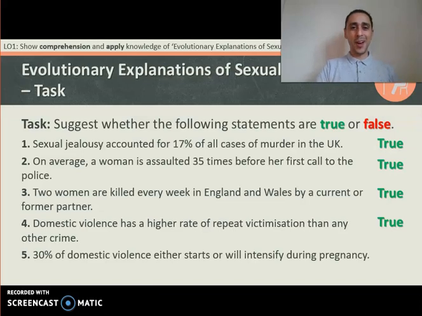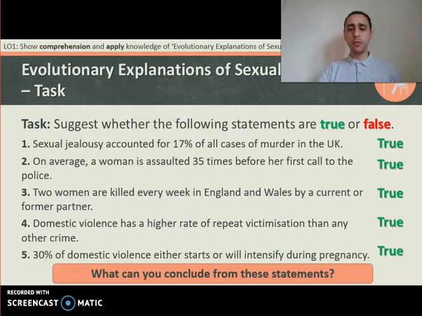Oh, here we go. Number 5, 30% of domestic violence either starts or will intensify during pregnancy. That sounds awful. And that is true. There was a pattern going on. They're all true, right? 30% of domestic violence either starts or will intensify during pregnancy. That's awful. It's counterintuitive as well, in terms of an evolutionary explanation.